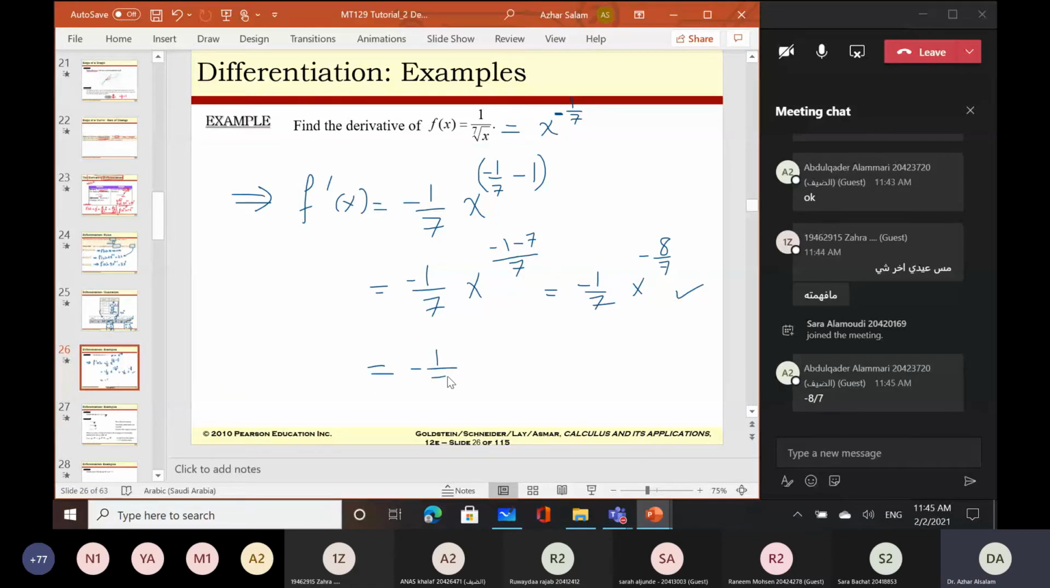Minus 1/7, since I have here a negative sign, I can move x to the bottom, or the denominator, and the 7th root like this, all to the power 8. I can put 8 inside or outside the root, like this. Okay, this is the simplest answer. I can leave it like that or write it in this expression.